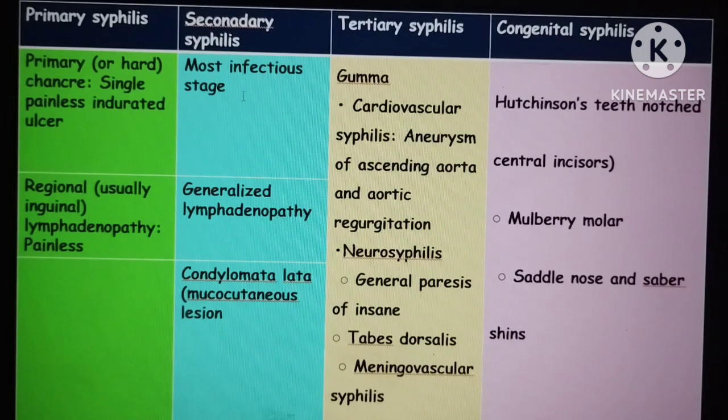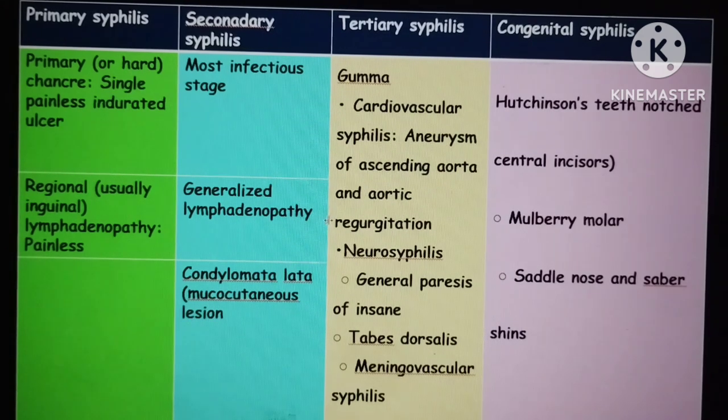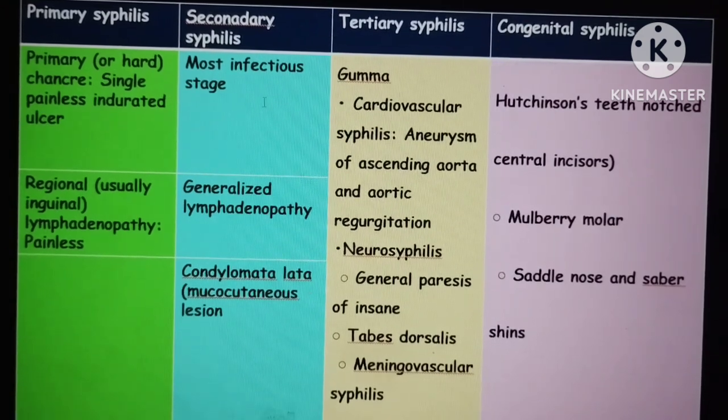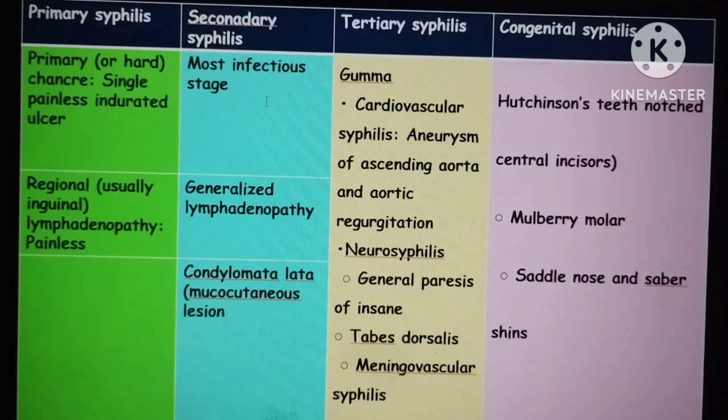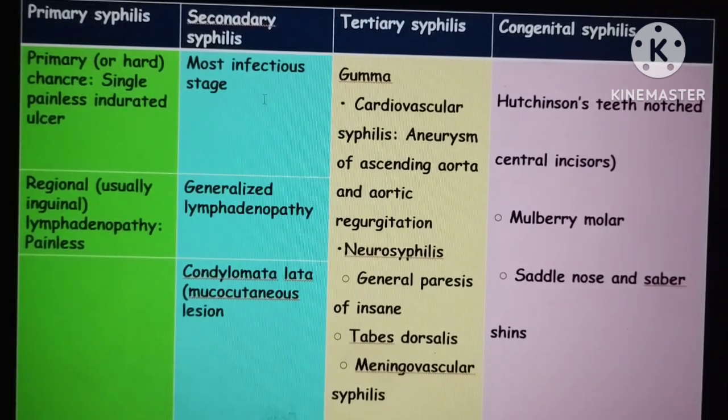Secondary syphilis is the highly infectious stage. It also presents with generalized lymphadenopathy and condylomata lata. Tertiary syphilis presents with cardiovascular syphilis, most commonly seen in the ascending aorta, and also presents with aortic regurgitation. Neurosyphilis presents with general paralysis of the insane, tabes dorsalis, and meningovascular syphilis. The famous triad of congenital syphilis is the Hutchinson triad: Hutchinson teeth, mulberry molar, and saddle nose.